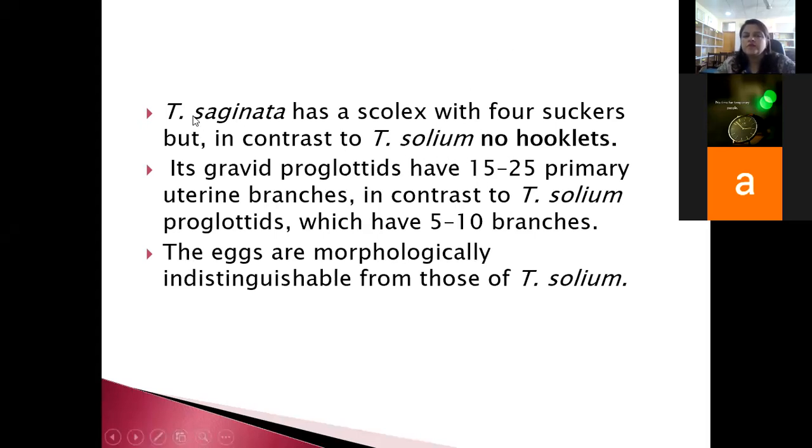So these are the main differences that you should know if someone asks you how you differentiate between Taenia saginata and solium. One is the presence of hooklets in the solium and not in the saginata, while the gravid proglottids have 15 to 25 primary uterine branches in the saginata, while there are 5 to 10 in the solium.